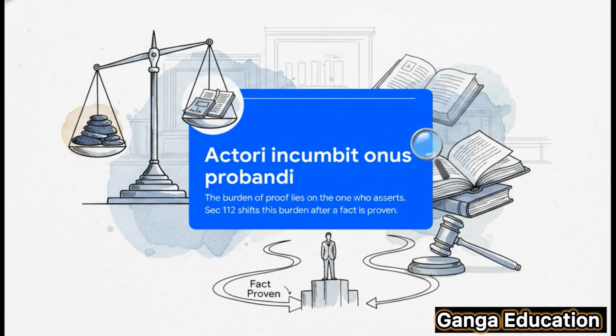You know, this whole idea is beautifully summed up in a legal maxim. Actor incumbit onus probandi. It's a fancy way of saying that the burden of proof is on the person who makes a claim. Section 112 is a clever application of this because the burden shifts to the other person after that initial fact, the existence of the relationship, is proven.